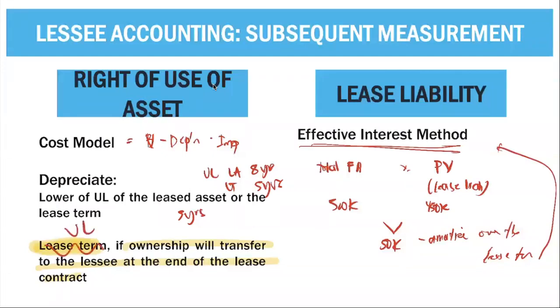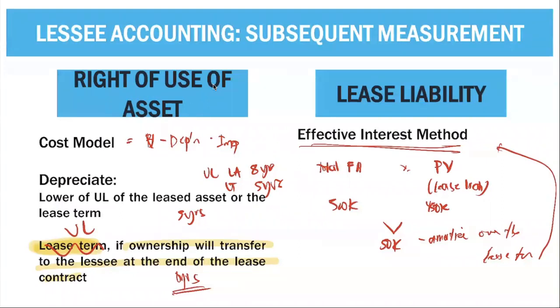You will use the useful life if ownership will transfer to the lessee at the end of the lease contract. So, for example, it is provided in your lease contract that at the end of 5 years, the property is now owned by the lessee. That is normally known as rent to own. So if that is considered a transfer of ownership at the end of the lease term, you will use the useful life instead. So even if the lease term is only 5 years, but the useful life is 8 years, since you will own that property at the end, you use 8 years.